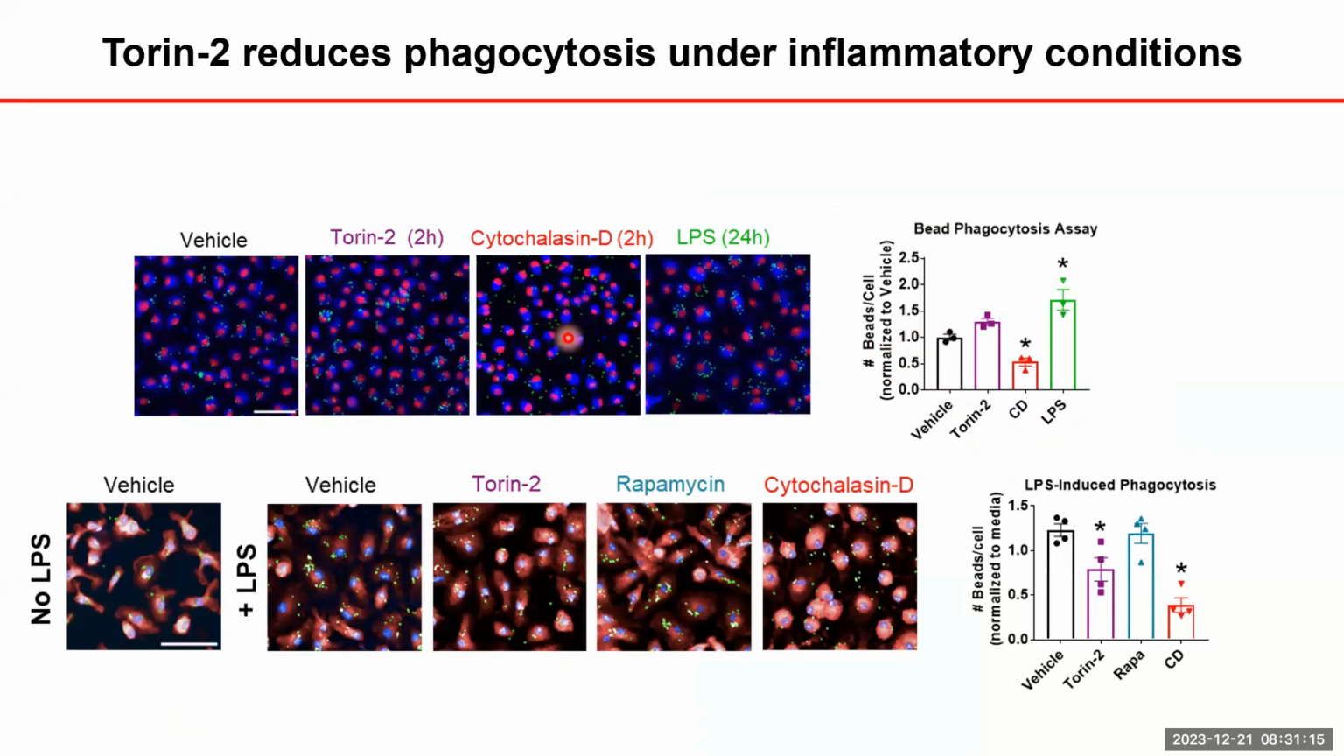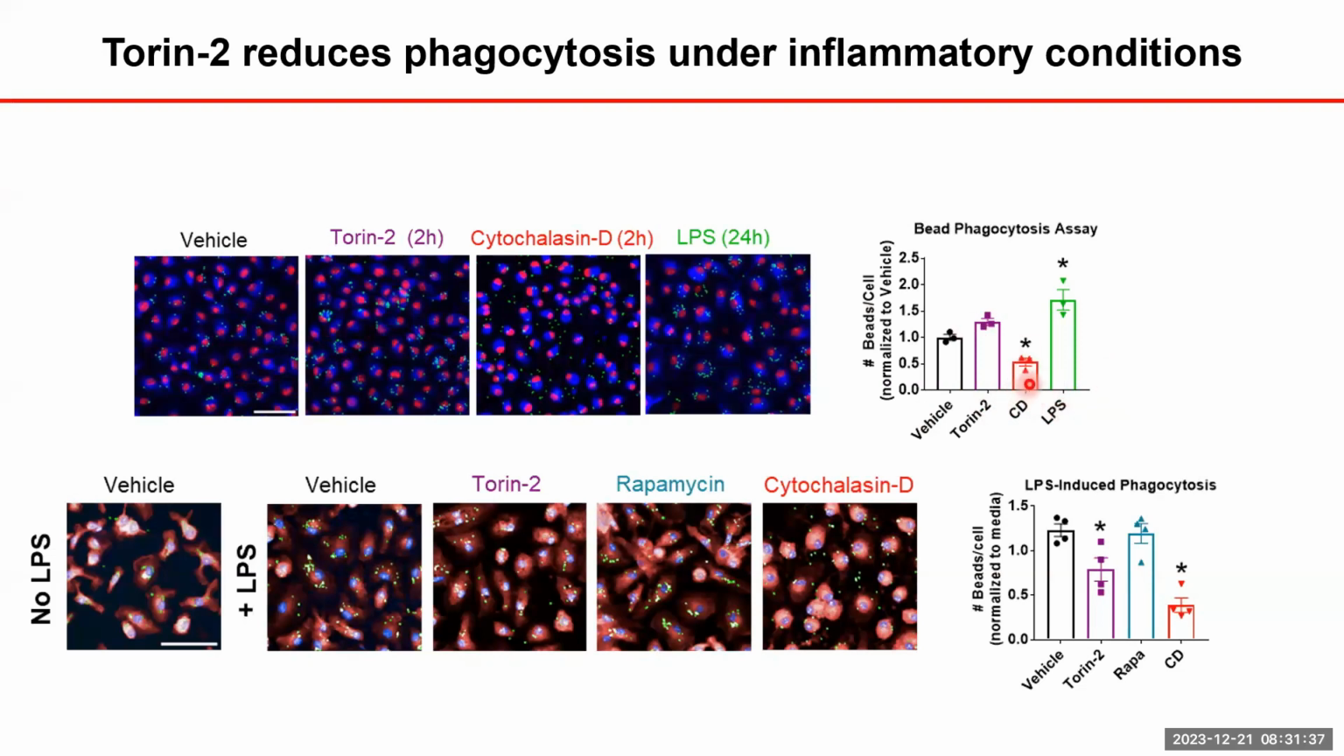one of the challenges here is that we couldn't add the beads with the homogenate. For technical reasons, these are technically not foamy macrophages. They're just regular bone marrow-derived macrophages that have been treated with taurine-2. As you can see, if you treat with taurine-2 under normal conditions, it doesn't affect phagocytosis.